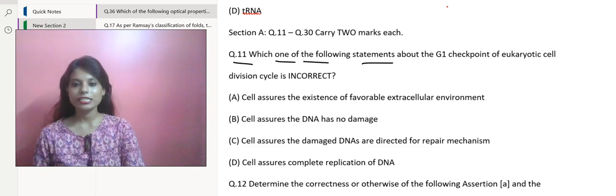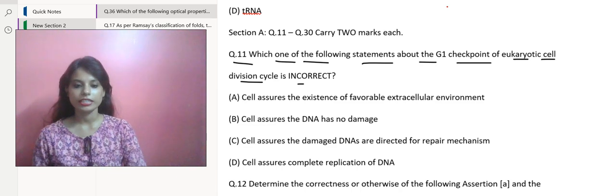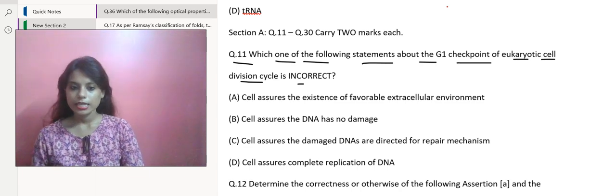Which one of the following statements about G1 checkpoint of eukaryotic cell division cycle is incorrect? Which is not correct among them? Let's go through the options. Cell assures the existence of favorable extracellular environment. This is okay. Cell assures the DNA has no damage. This is also okay. These are the functions. Third one is also okay. Fourth one, yes. Fourth one is incorrect.